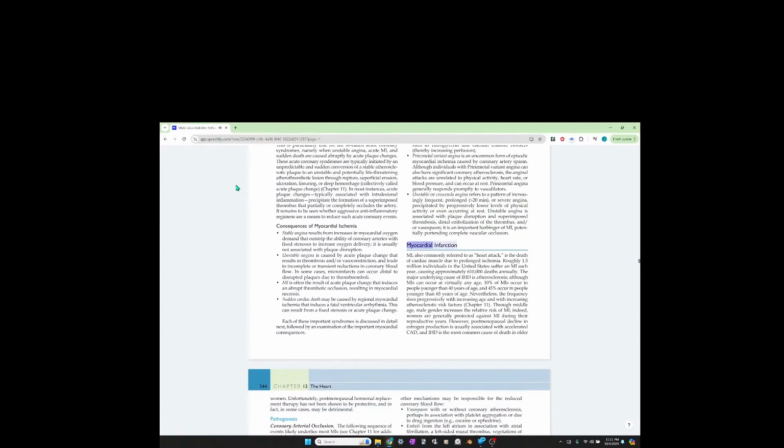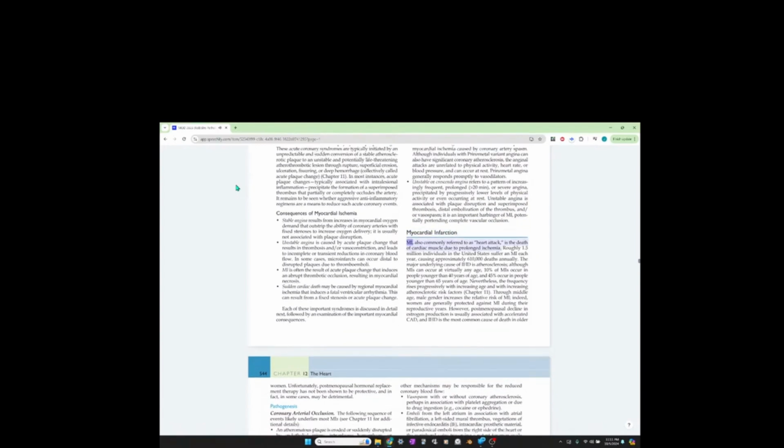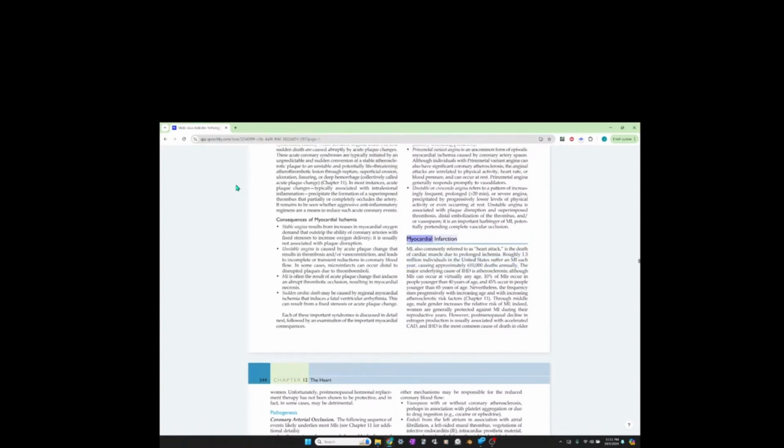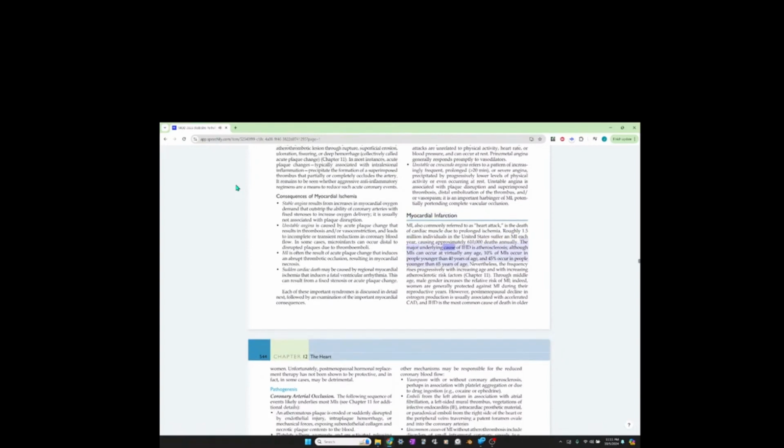Myocardial infarction, MI, also commonly referred to as heart attack, is the death of cardiac muscle due to prolonged ischemia. Roughly 1.5 million individuals in the United States suffer an MI each year, causing approximately 610,000 deaths annually. The major underlying cause of IHD is atherosclerosis.